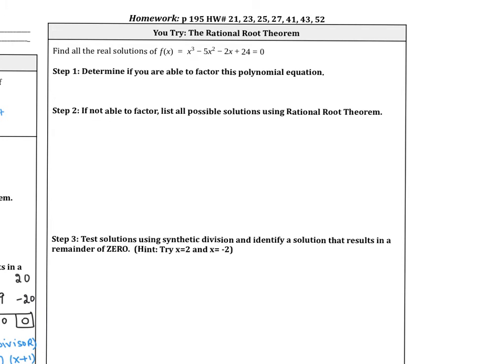Try this problem for the rational root theorem. Find all the real solutions of f(x) equals x to the power 3 minus 5x squared minus 2x plus 24 equals 0. Determine if you are able to factor this polynomial equation. Which means, if you can factor it by grouping or by other means.